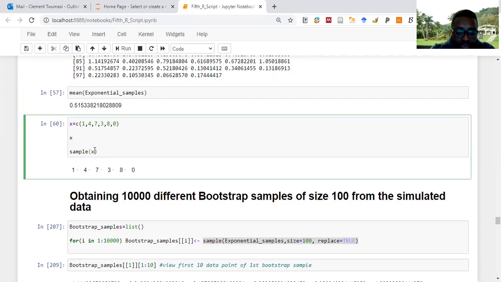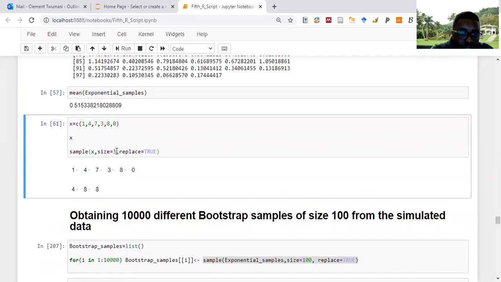Now, if I want to select bootstrap samples of a specific size, I can say maybe I want to obtain 3 samples from this. I'm treating this like a population, and I'm sampling with replacement, so I can set replace equal to TRUE. But I don't want to select only 3 samples. I'm sampling everything here, but with replacement, so I can just put length of X. Now look at something. Originally, this is the actual sample, 1, 4, 7, 3, 8, 0, and now I am sampling with replacement.